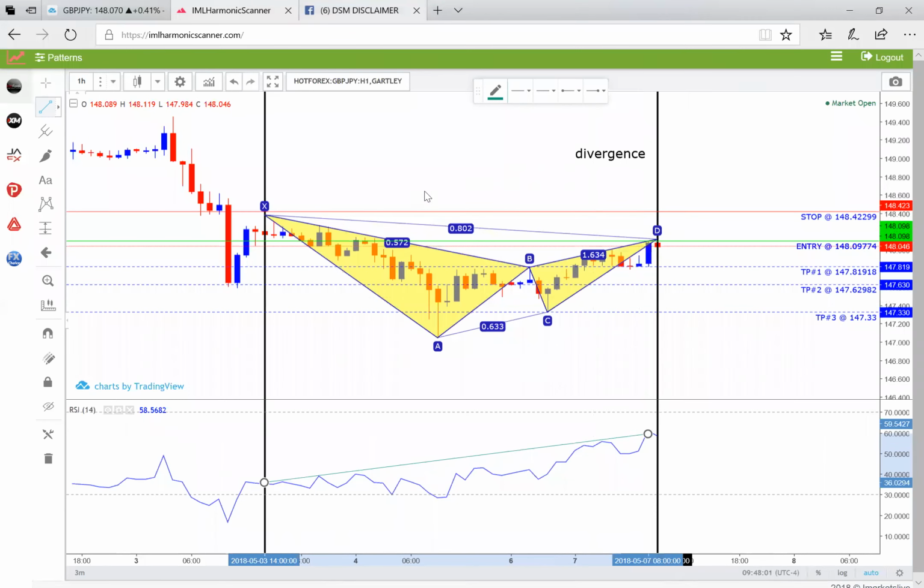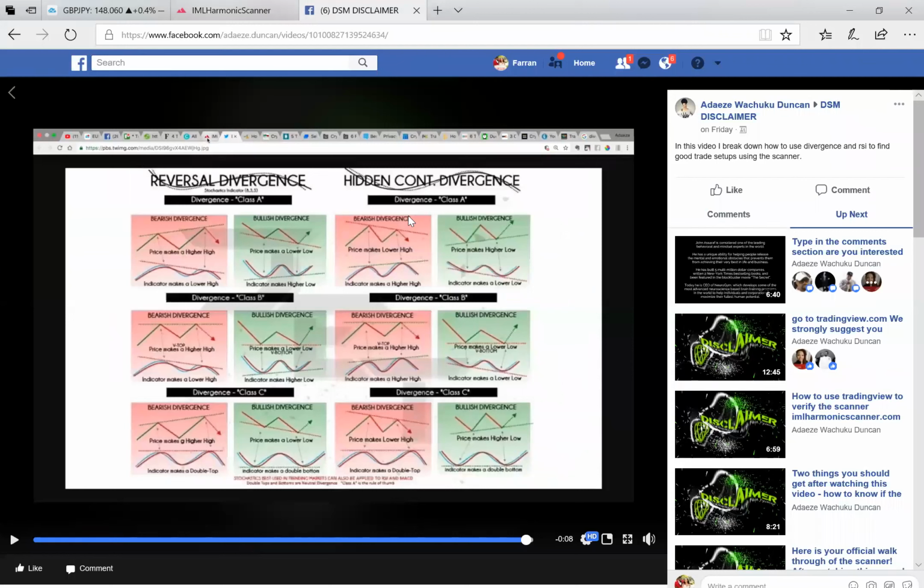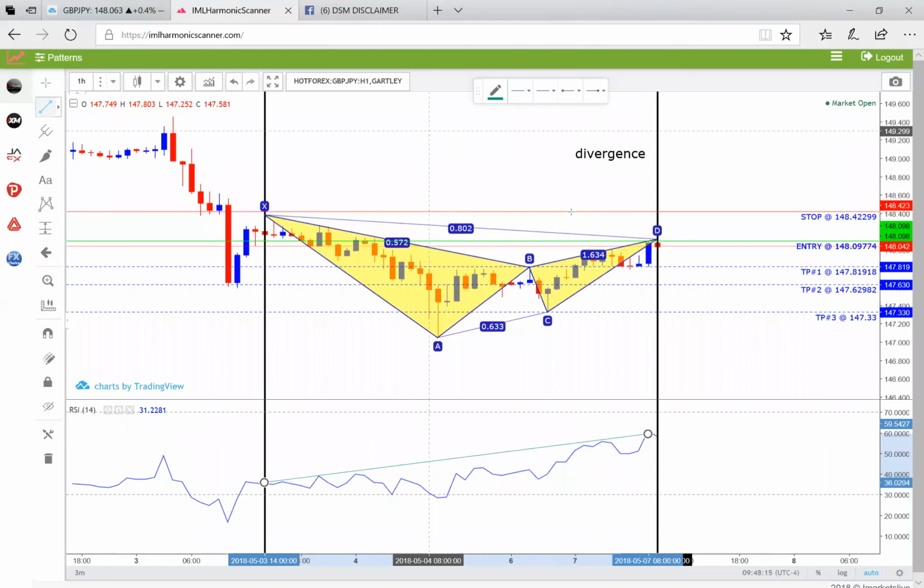So what divergence is that? That is a bearish divergence. So what does that mean? It means we're looking now for price to go down. Look what the scanner called. It called a sell, right? The D is here, stop loss here, entry here. So it called a sell. So now what do we do?